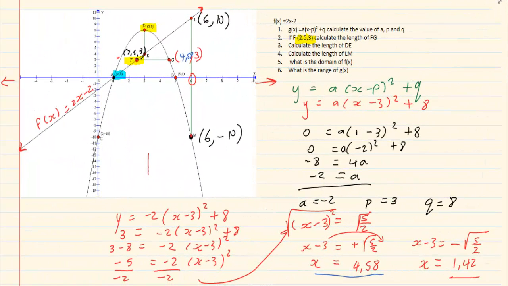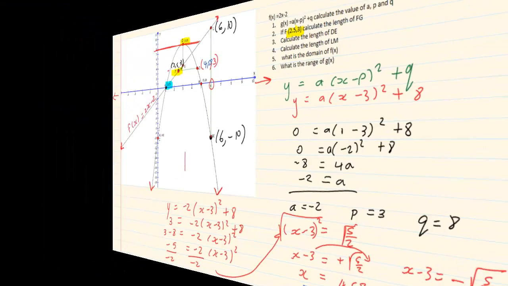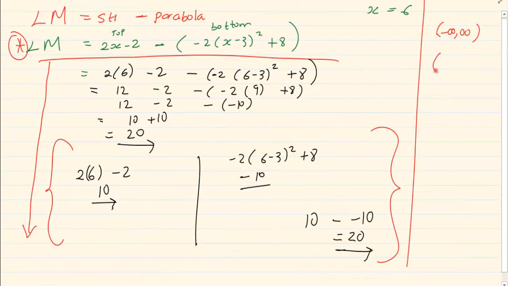What is the range of g of x? Now g of x is the parabola. The lowest it's going is negative infinity, but the highest it's going is only till 8. Remember, I'm talking of y. When we're talking of range, we are talking of y. Again, it's going to be negative infinity, which is round brackets, and it's going till 8, which is going to be square brackets. Remember, domain is x and range is y.